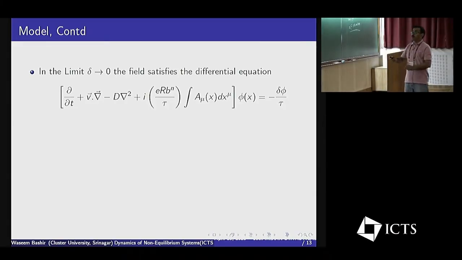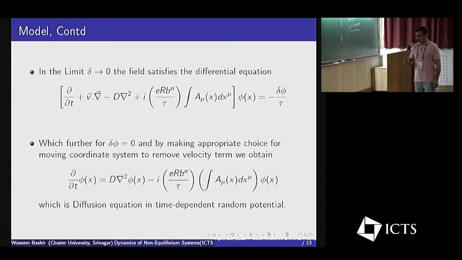Okay, so now in the limiting case, if we take that region which we encircled to be very small, then we get this differential equation, and for the right-hand side, if we take this very small, we end up getting this diffusion equation in a time-dependent random potential. So this one we obtain.